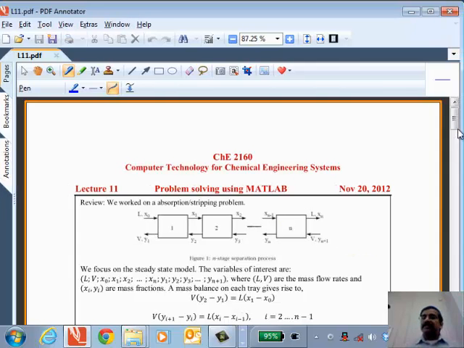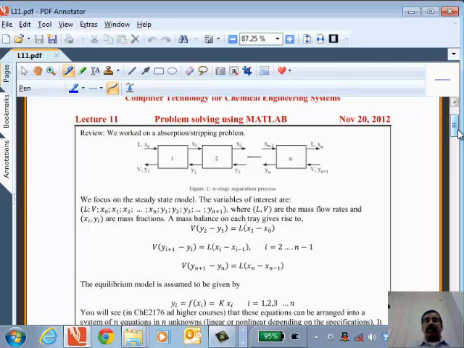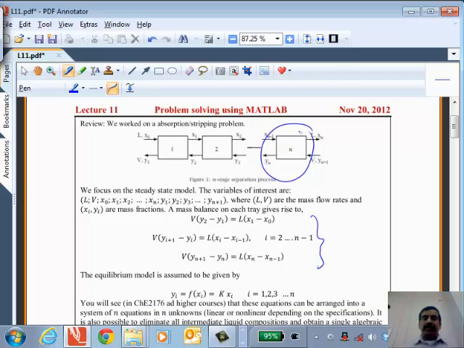Now, in the last lecture, I looked at this problem of an absorption column, how to design and analyze the performance of an absorption column. These are nothing but mass balances around each stage, okay, so 2171 type of material. And you don't have to develop these equations in this course. I have given you those equations, but you should be able to understand and formulate them for solution by MATLAB.